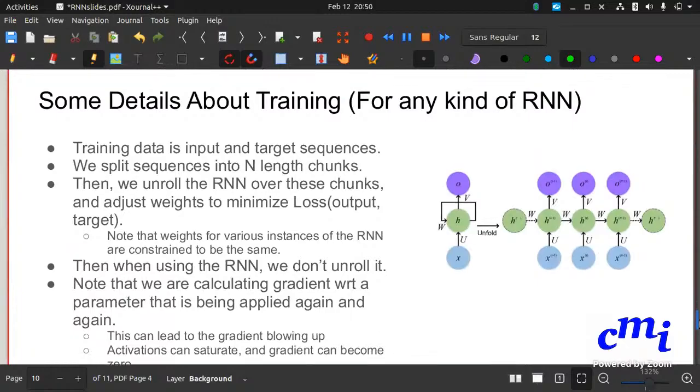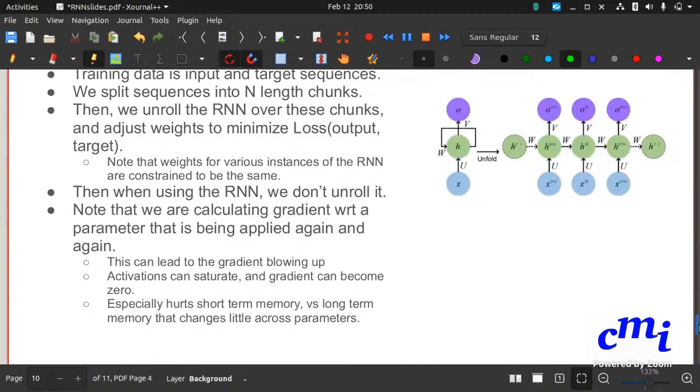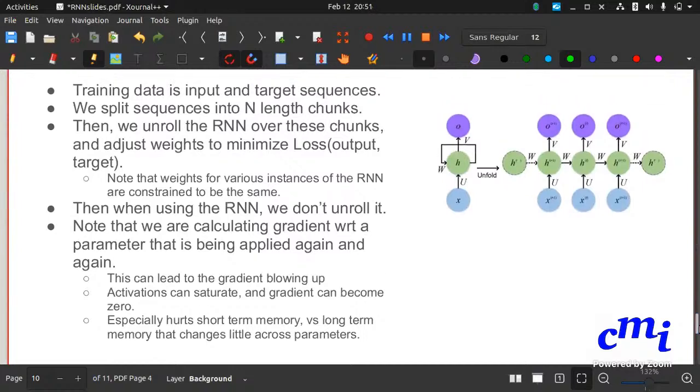That being said, let me just quickly talk about some of the details of training, and that will bring up more points about the limitations, right? So how do you train this? I mean, we have talked about training a neural network.